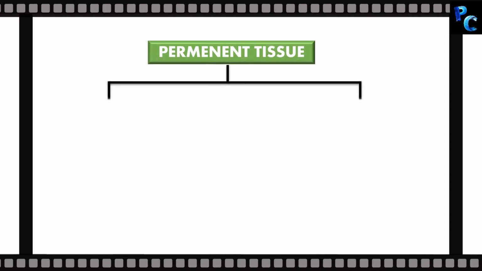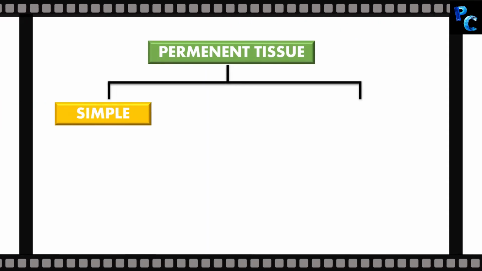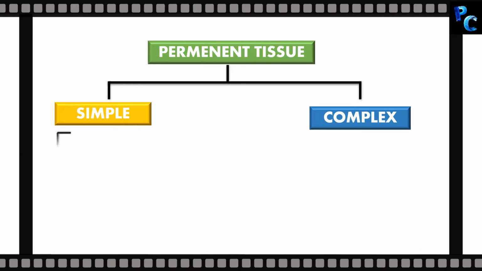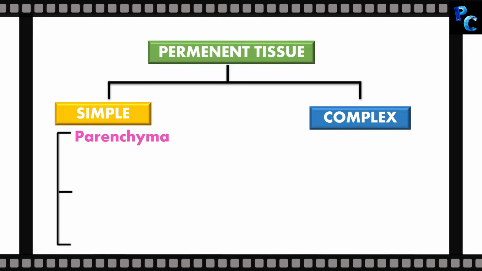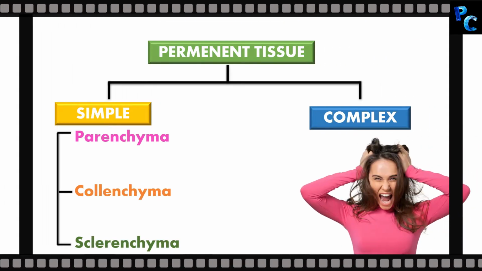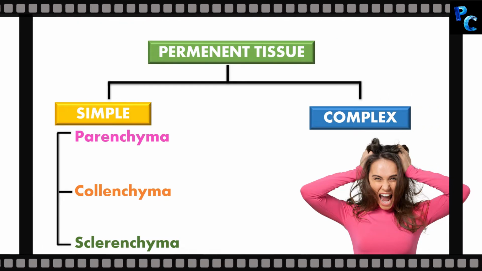Permanent tissue can be of two types, simple permanent tissue and complex permanent tissue. Simple permanent tissue can again be of three types, Parenchyma, Collenchyma and Sclerenchyma. Man, so many new terms. Don't worry, you will learn about them soon.